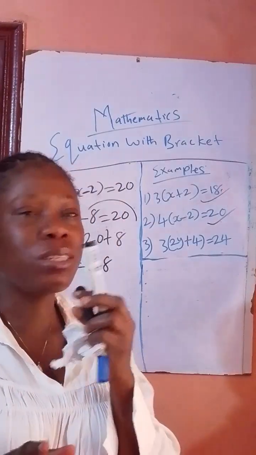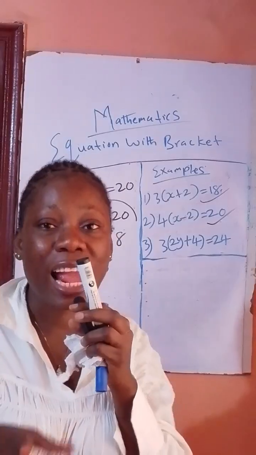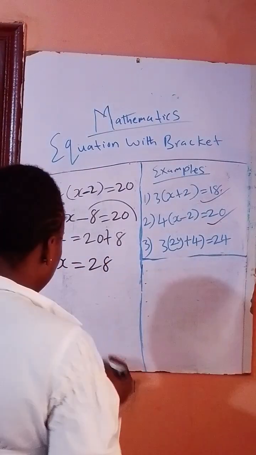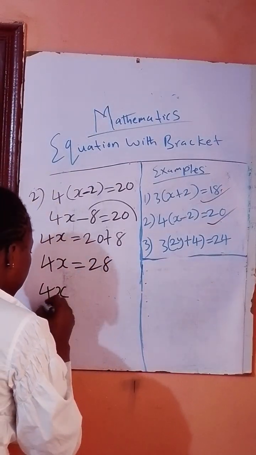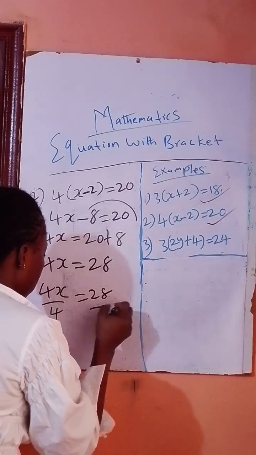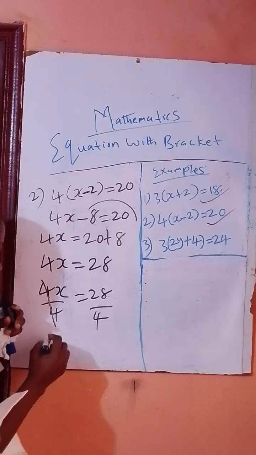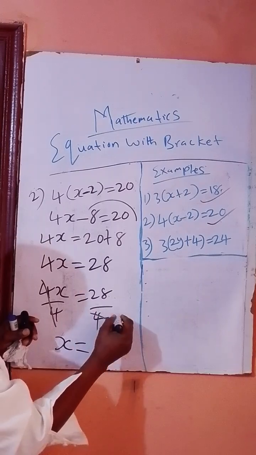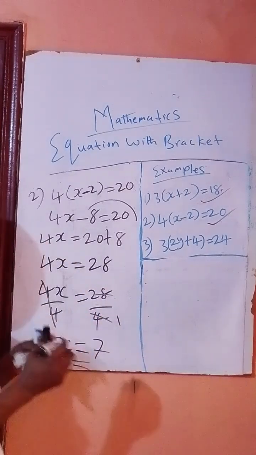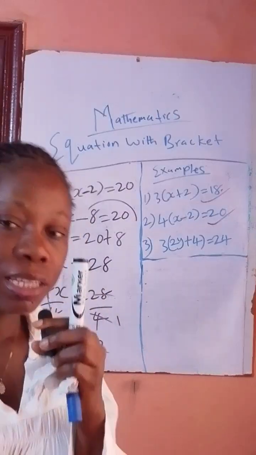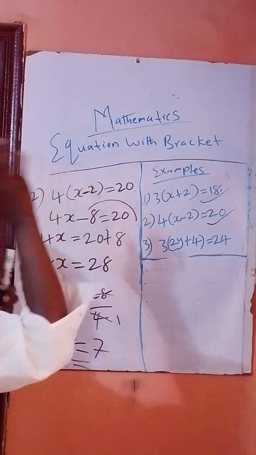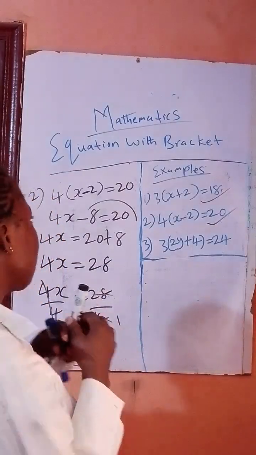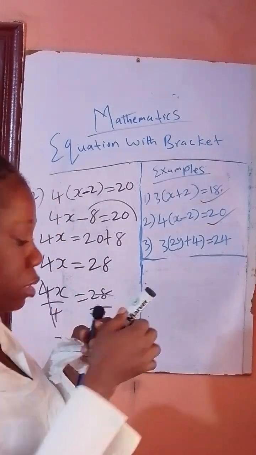The next thing we're going to do is to divide both sides by 4 so that the x will stand on its own. 4x over 4 equals 28 over 4. This 4 cancels this 4, then it's remaining x equals, here 1, here 7. That means our x that we did not know is 7. We did not know the x before, but now the x is 7. I hope you understand. Let's check whether the answer is correct.